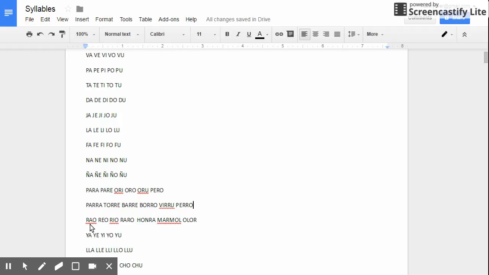I'm going to read this just below. You have Rao. You see one R, but you hear two R's. Reo, Rio, raro. Notice the first syllable is written R A and the second syllable is R O. But what happens? Since the first syllable starts with R, it's always pronounced as multiple R. So the first syllable is ra, and the second syllable is ro. They are different.